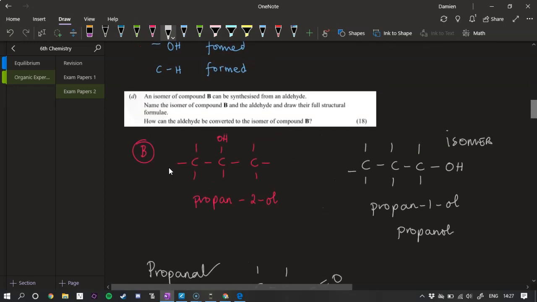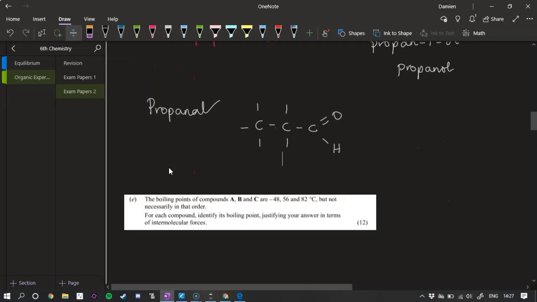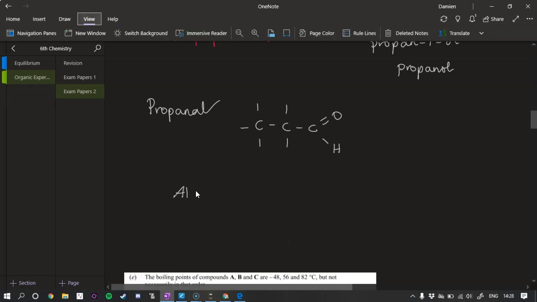How can the aldehyde be converted into B? So you have an aldehyde being converted into an alcohol. And this is an example of a reduction. And this reduction then is involved with a nickel catalyst and hydrogen molecule. They're your 2 options. If you're wondering where this is coming from, this is all in the revision notes.